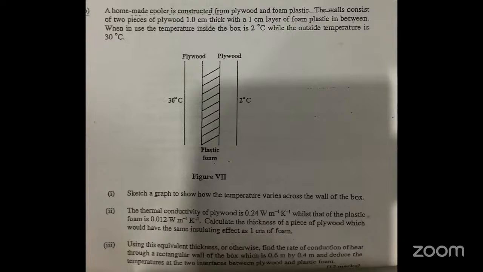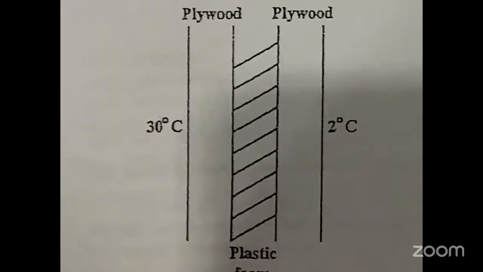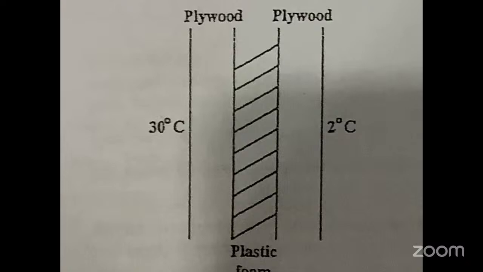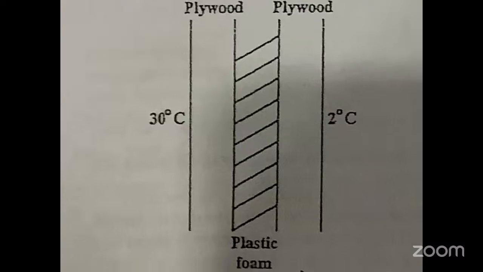Right? So this is 1 centimeter plywood, 1 centimeter foam, right? In case you can't see, write it quick. Everything is 1 centimeter: plywood, plastic, and the plywood. Which way will heat flow here? Right? 32, right?